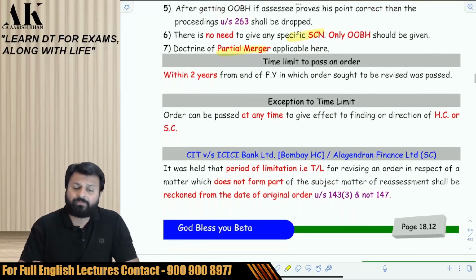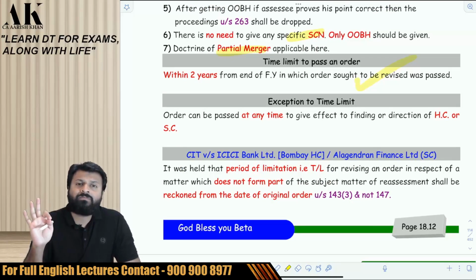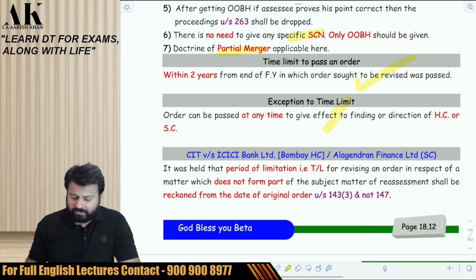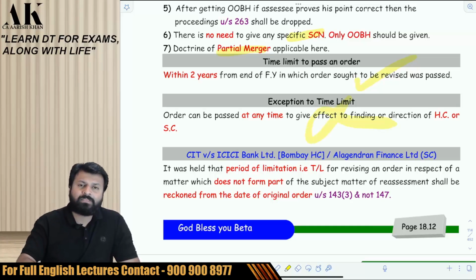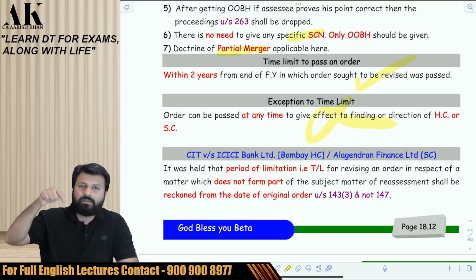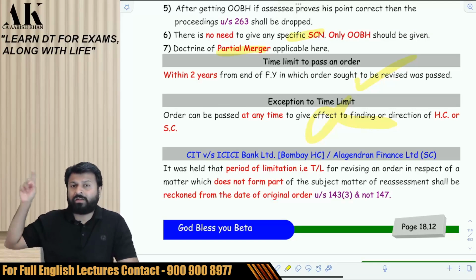Next, what is the time limit for the CIT to revise an order under 263? It is 2 years from the end of the financial year in which the order sought to be revised was passed. But if the CIT is giving effect to a High Court or Supreme Court judgment, then there is no time limit over here. It means if a High Court or Supreme Court judgment came today in some other case, then the CIT can revise an order older than 2 years also.